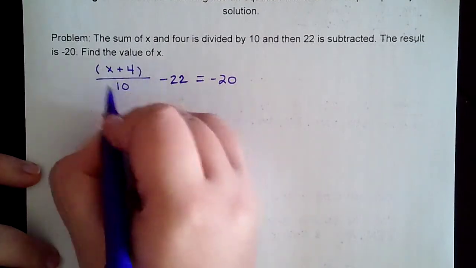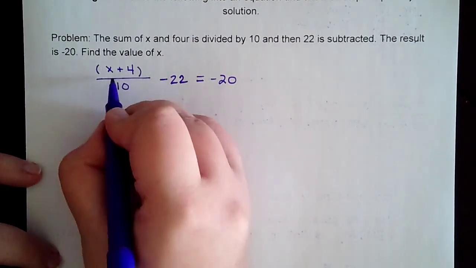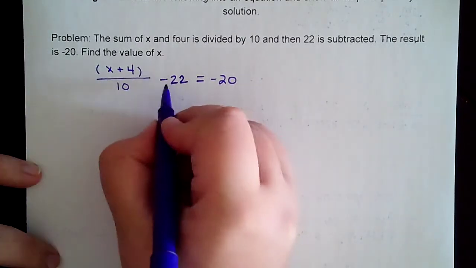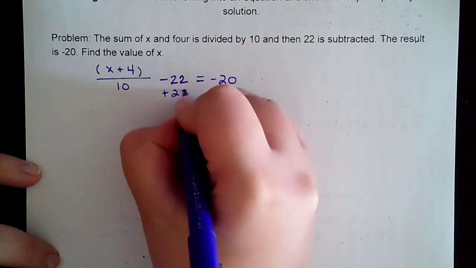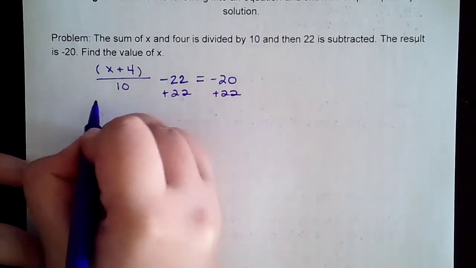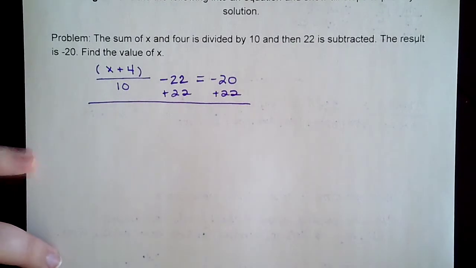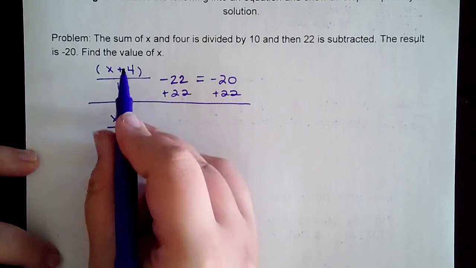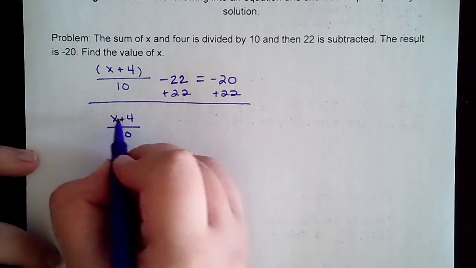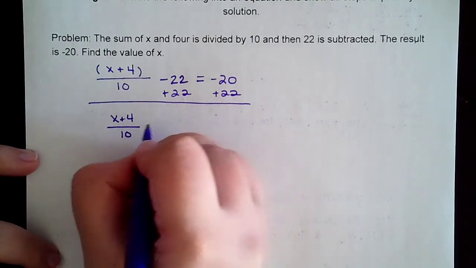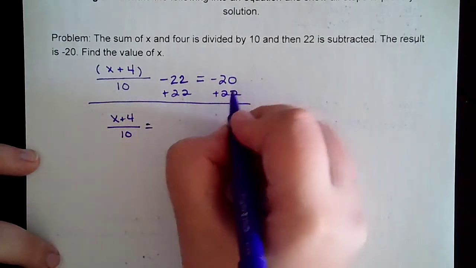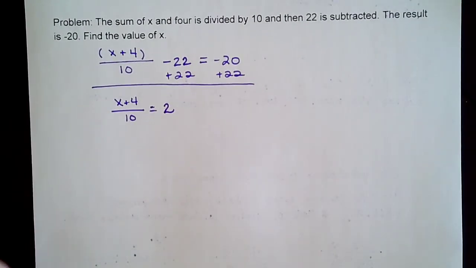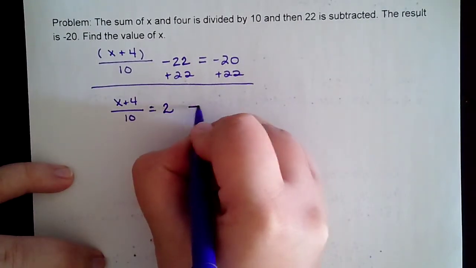The number currently farthest away from my x would be this 22. It's not even in this little stack going on. It's over here by itself. So I'm going to add that right away. Plus 22. Draw my line to indicate a new step. X plus 4 divided by 10. I'm going to lose the parentheses here because there's no multiplication going on outside. There's just that divided by 10, which I know. It equals positive 2.